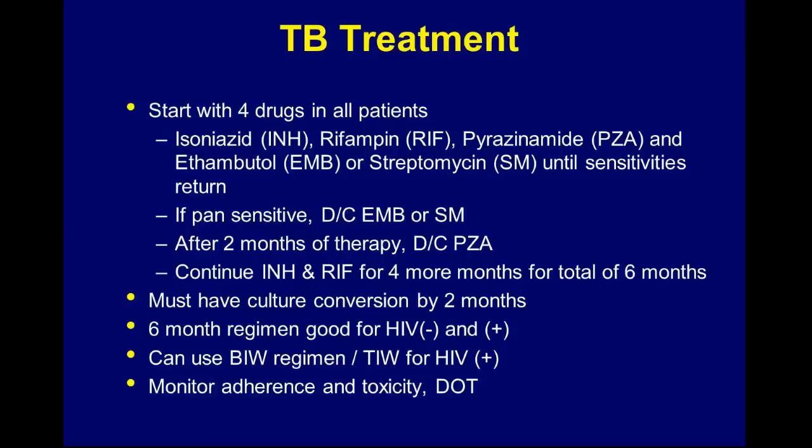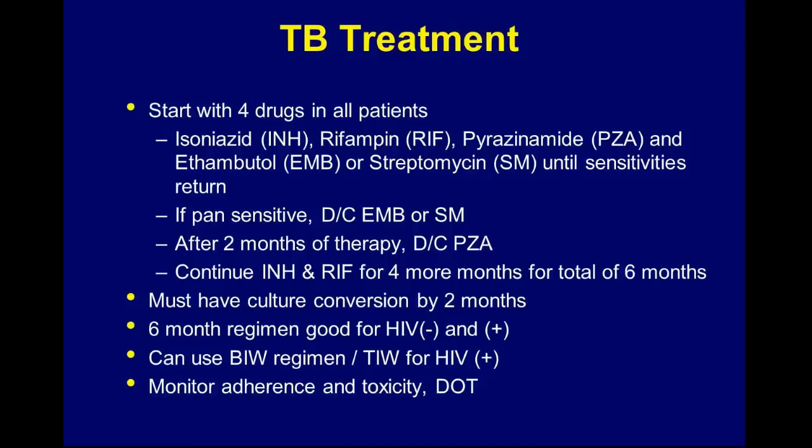There are main things that I need you to remember. So if the patient is pan-sensitive, we are able to DC the ethambutol and PZA or streptomycin after the first 2 months of treatment, and continue with INH and rifampin. For this to happen, they have to convert their cultures to negative within the first 2 months of treatment.